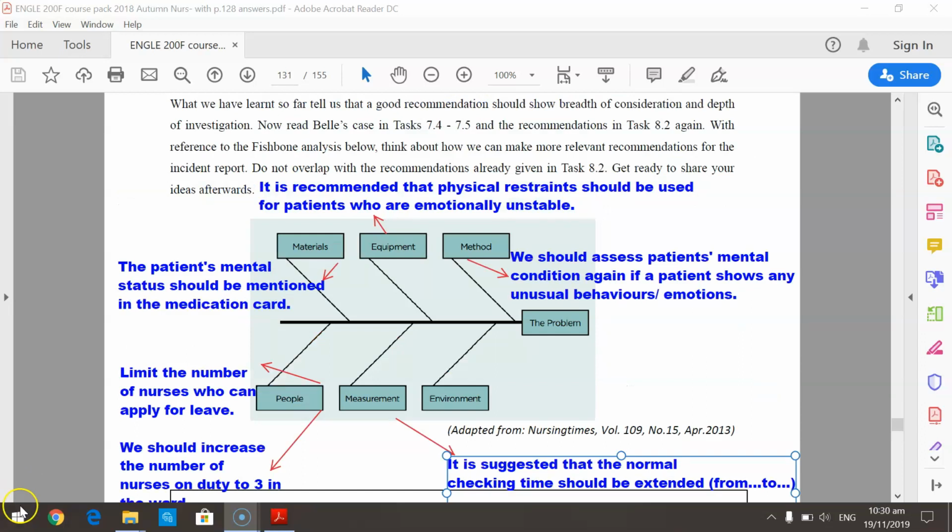As a practice, I want you to refer to Bao Chen's case, and try to practice the use of the fishbone diagram to make recommendations based on the 6 aspects: materials, equipment, method, environment, measurement, and people. Later, I'll upload the suggested answers to OLE for your reference.